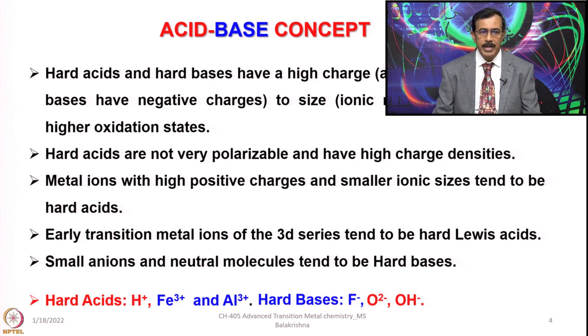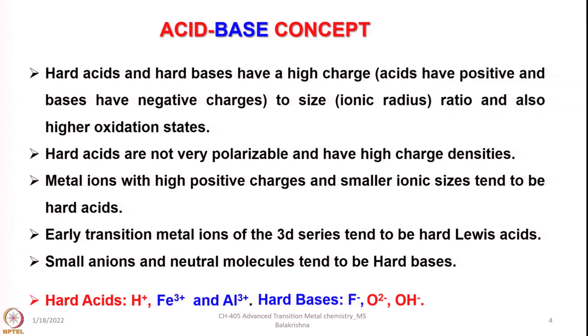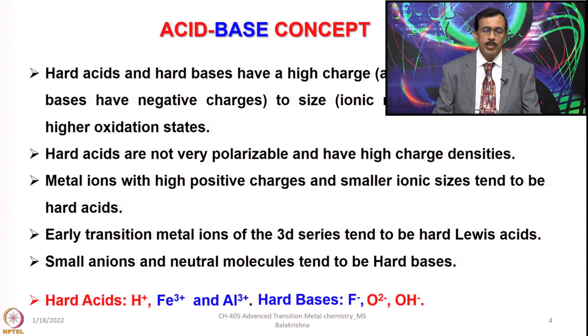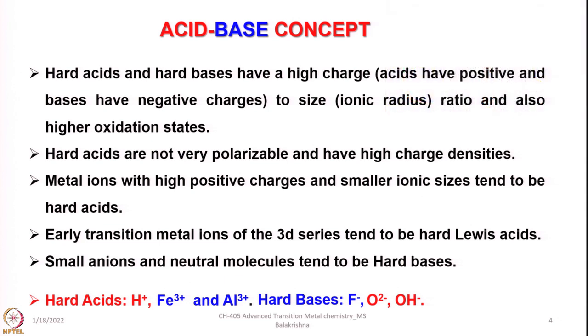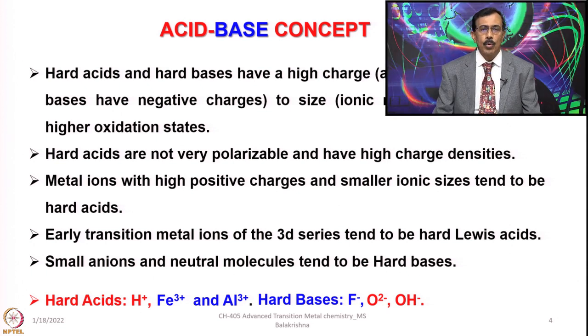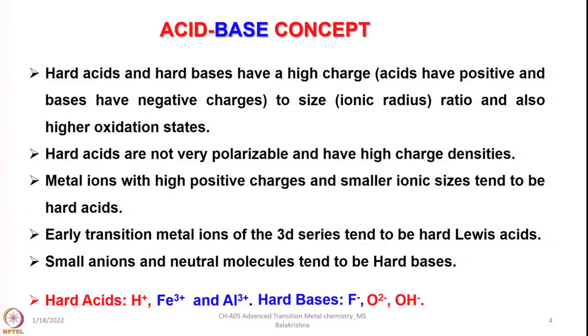If you want to consider examples for hard acids, H+, Fe3+ and aluminium 3+ are examples of hard acids as far as main group acids and bases are concerned. And in case of hard bases, F-, O2-, OH- hydroxide. Let us try to understand what are soft acids and soft bases.